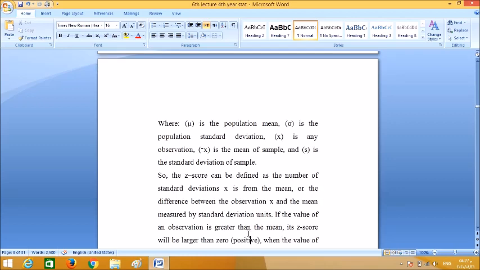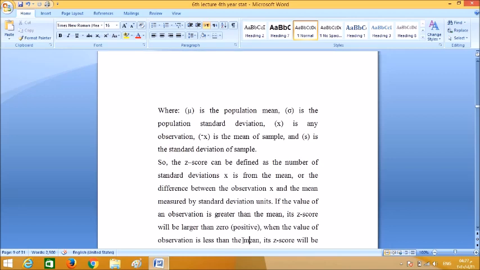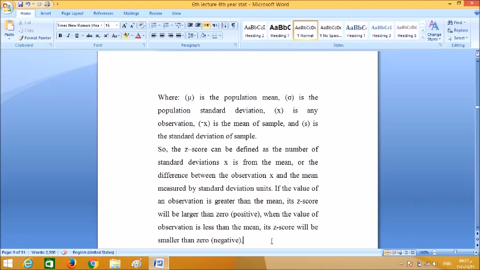If the value of an observation is greater than the mean, if x is greater than mu or x bar, its z-score will be larger than 0. So the z-score will be positive if x is larger than the mean. When the value of the observation is less than the mean, its z-score will be negative.